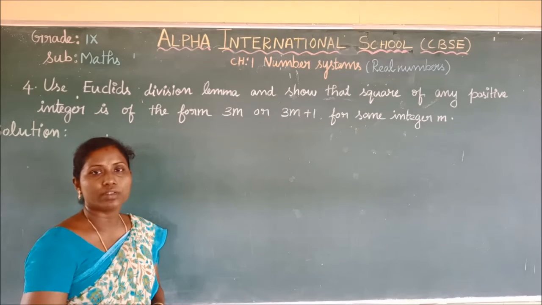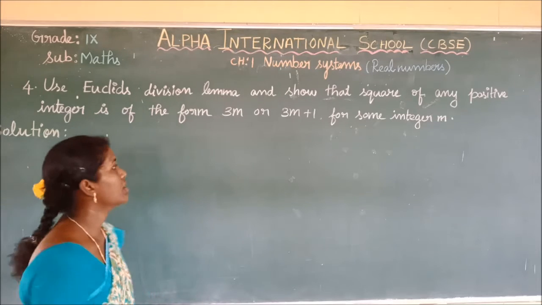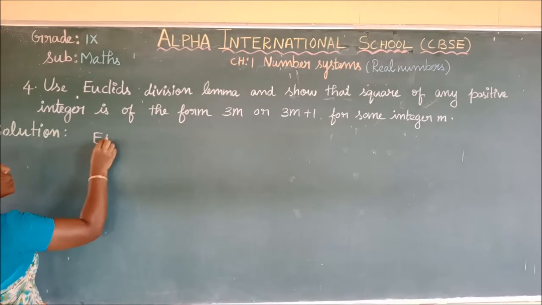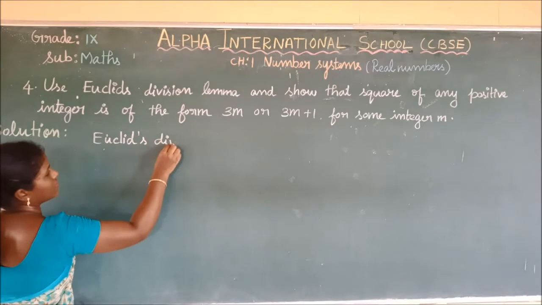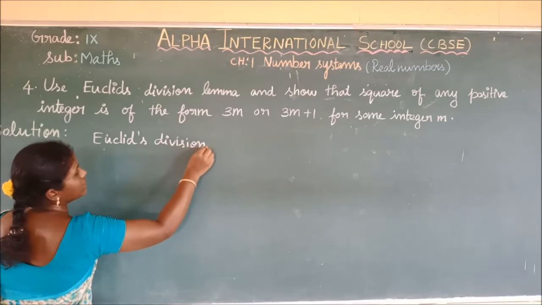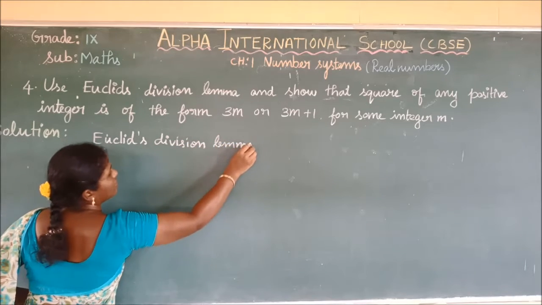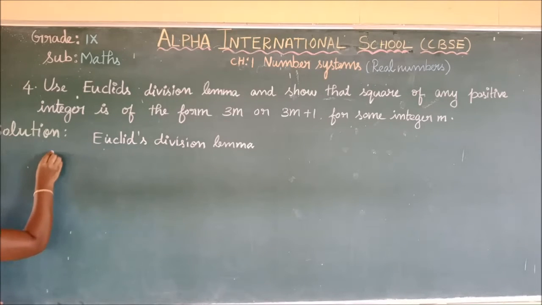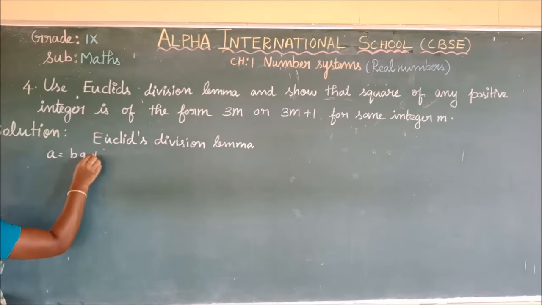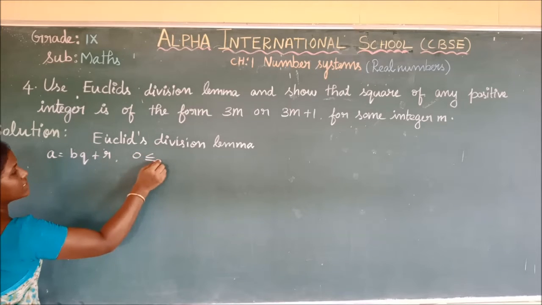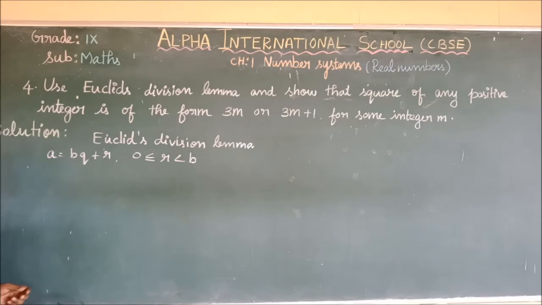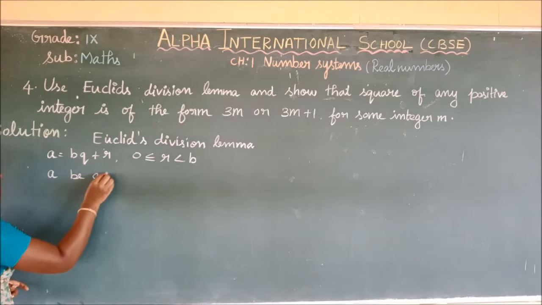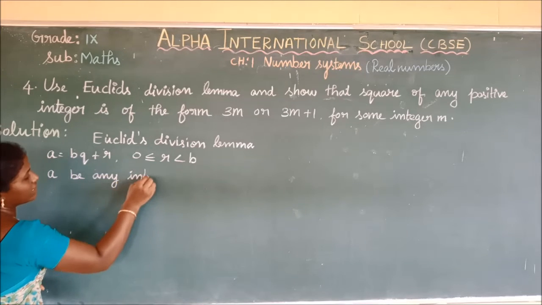So how to prove that? Let's write Euclid's division lemma first. What is given? a is equal to bq plus r, where 0 less than or equal to r less than b. This is Euclid's division lemma. Here, a may be any integer. Take it as any integer.